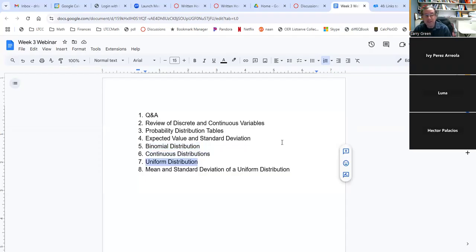That's a continuous distribution, and that one turns out to be the one continuous distribution we actually can do without using a hardcore calculator. That's why we talk about this one, because it's a nice way of seeing what's really going on. So that's the point of this one. And we'll also look at the mean and the standard deviation when we have a uniform distribution. So that is the plan for today.